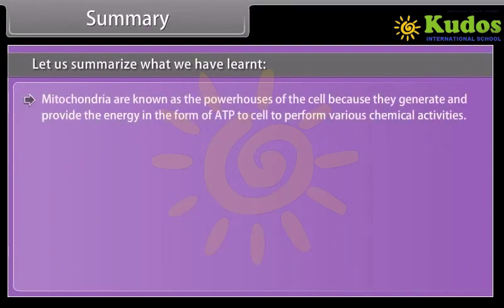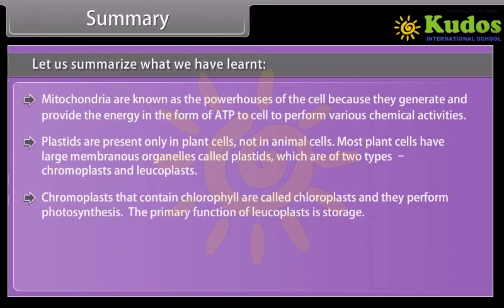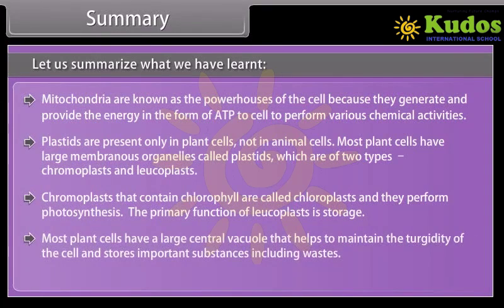Mitochondria are known as the powerhouses of the cell because they generate and provide the energy in the form of ATP to the cell to perform various chemical activities. Plastids are present only in plant cells, not in animal cells. Most plant cells have large membranous organelles called plastids, which are of two types: chromoplasts and leucoplasts. Chromoplasts that contain chlorophyll are called chloroplasts, and they perform photosynthesis. The primary function of leucoplasts is storage. Most plant cells have a large central vacuole that helps to maintain the turgidity of the cell and stores important substances including wastes.